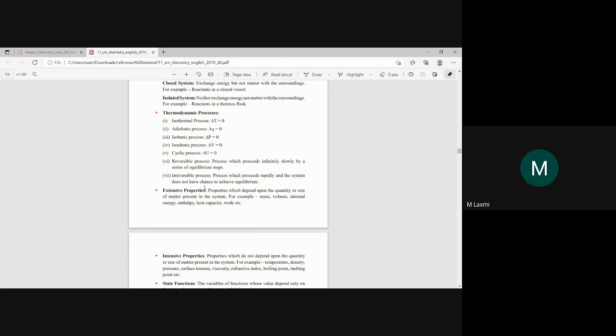So what is a reversible process? It has to proceed slowly because in each step you need to maintain equilibrium. In an irreversible process, there is no need to achieve equilibrium. Here the process will be proceeding rapidly. Now, till now, is it clear to everyone?